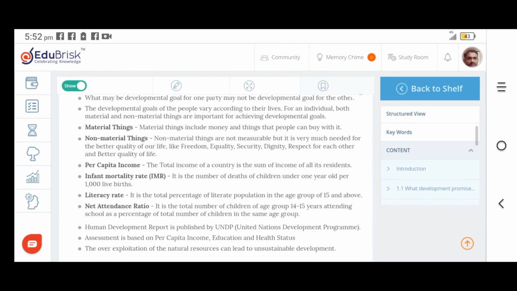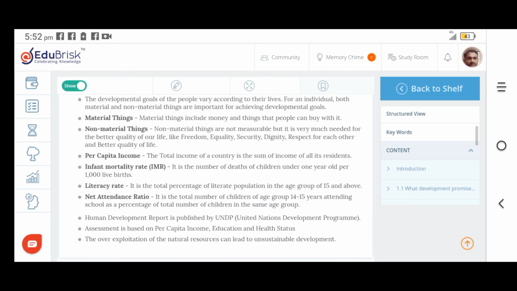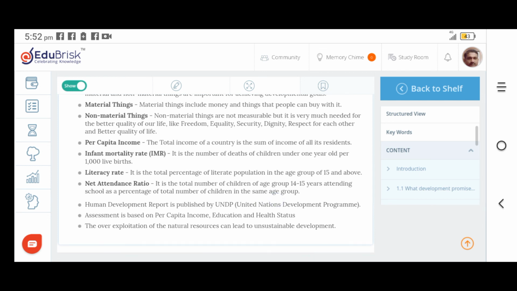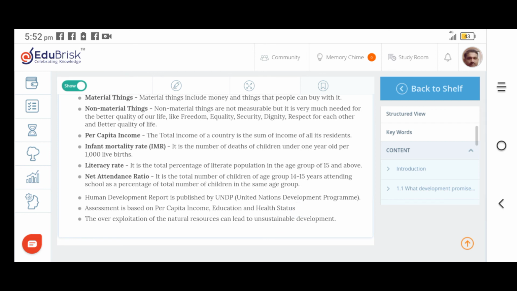For an individual, both material and non-material things are important for achieving developmental goals. Which are the material things? Money and things that people can buy with it, we call material things. What are non-material things? Like freedom, equality, security, dignity, respect for each other and better quality of life. Each and every individual needs freedom, equality, security, dignity, respect and better quality of life. Everybody needs this. Those are non-material things.